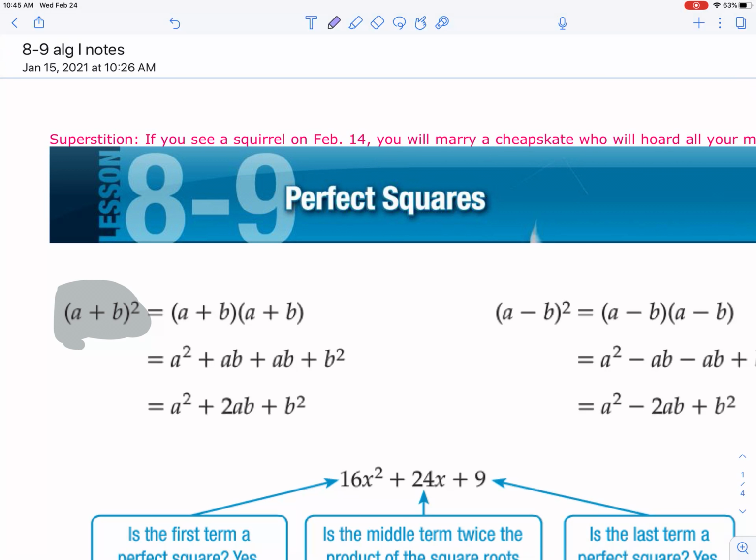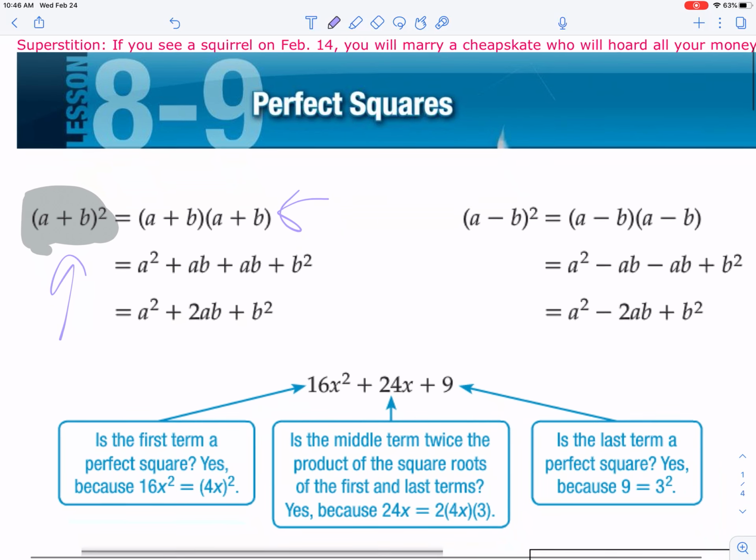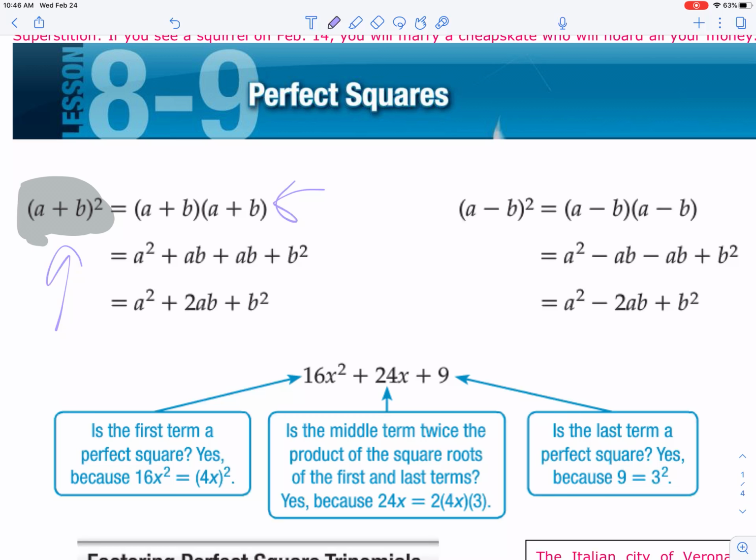All right, finally the last section, 8 and 9. Here we're going to be talking about perfect squares. That's kind of like over here, where it was (a plus b) squared, and then you had to write it down twice, and then we foiled it, or we figured out that there was kind of a shortcut way that you could do that.